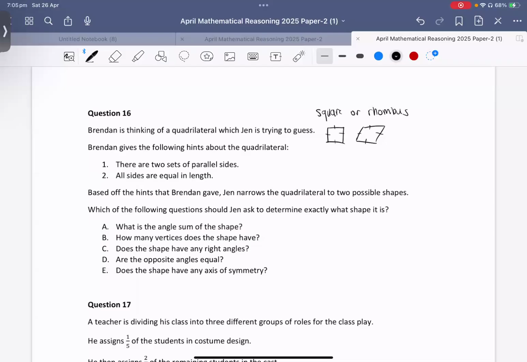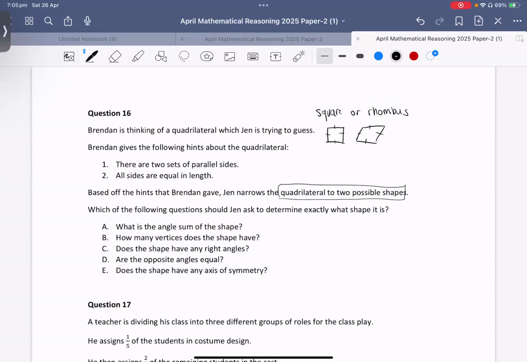So based on the hints, Jen narrows the quadrilateral to these two possible shapes, right? Which of the following questions should Jen ask to determine what shape it is? You're looking for a property here that would help you to differentiate between a square and a rhombus. So we already know that they have equal sides. We know that they have two sets of parallel lines. But what's the difference between a square and a rhombus?